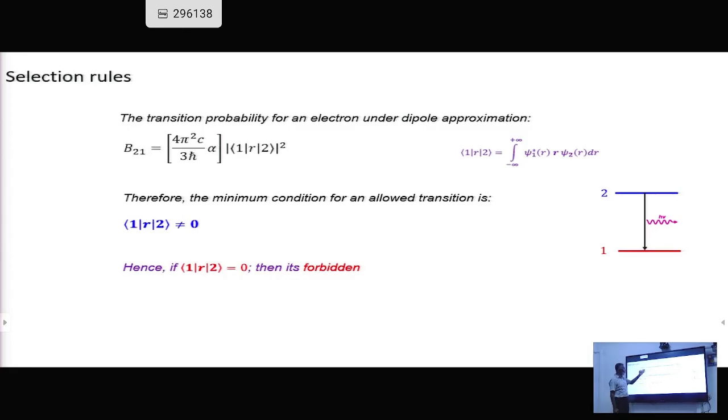These are constants: the fine structure constant, c, Planck's constant, they're all constants. So what remains is the bracket notation, between the higher level and the lower level, 2 to 1. The minimum condition for a transition is that this is not equal to 0. If that is 0, the probability is 0, so no transition occurs. Is that clear? I'm not going to derive this expression, so assume that it's correct.